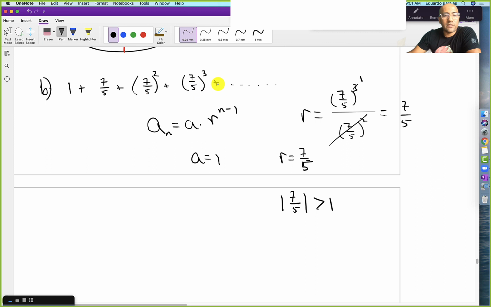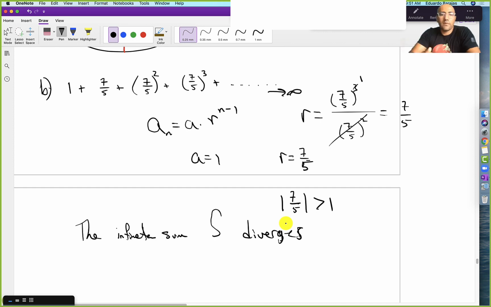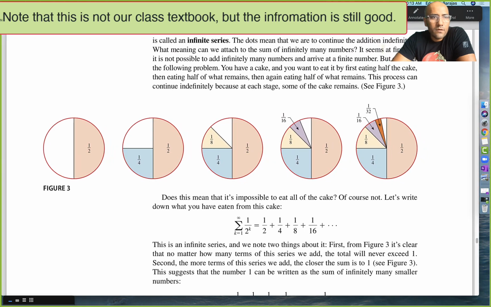So if the individual terms are getting bigger and bigger, and you want to add these up toward infinity, then it's not going to converge to anything. It's going to blow up toward infinity. It's just going to grow and grow. So we just say that this diverges, the infinite sum S diverges. Good. Any questions?